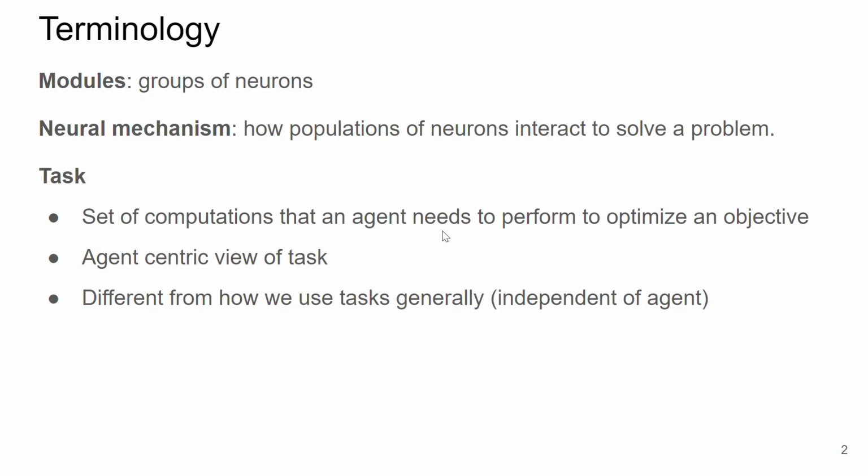So the definition of task here is taking an agent-centric view, which is not in line with the way I see tasks. When we say tasks generally, what we actually refer to is the problem that we're trying to solve, irrespective of how the agent is solving it. But it seems like the definition of task here involves how the agent is solving it, and we'll look at a specific example of that later in the presentation.